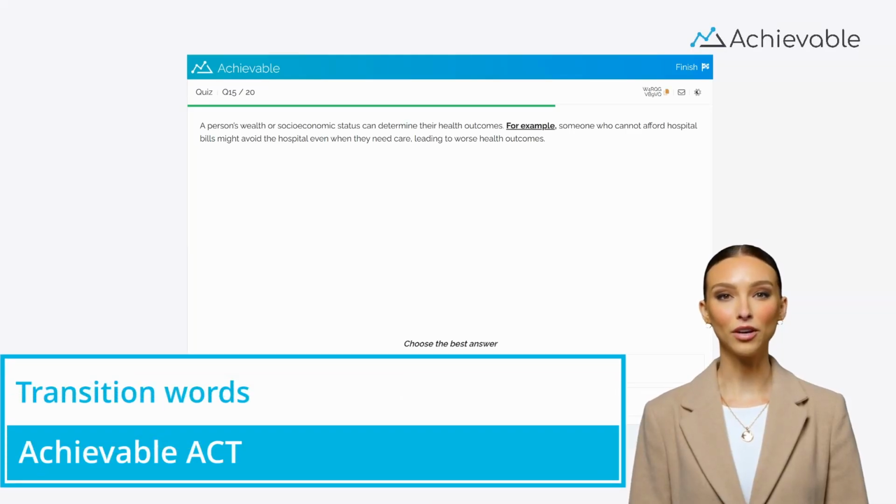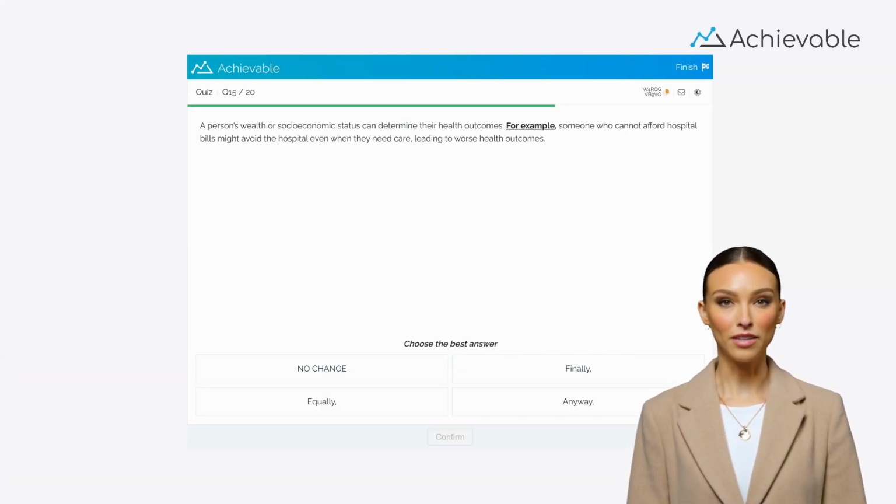Today we're tackling a transition word question on the ACT. Here's the sentence we're working with. A person's wealth or socioeconomic status can determine their health outcomes. For example, someone who cannot afford hospital bills might avoid the hospital even when they need care, leading to worse health outcomes. Let's go step by step using our 4-step process.